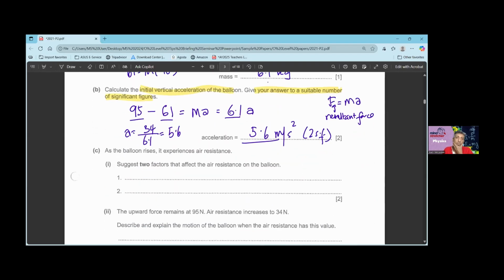Now, when the balloon rises, it experiences air resistance. Yes, good. I see some of you answered that for the previous one, net displacement is 0. Guys, can you tell me based on this question, it experiences air resistance. Can you tell me what two factors can affect the air resistance on the balloon? What two factors can make the air resistance higher or smaller?